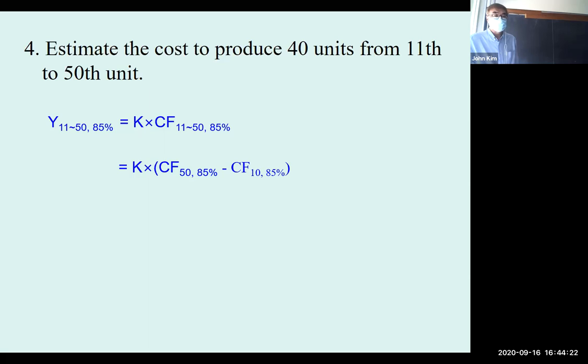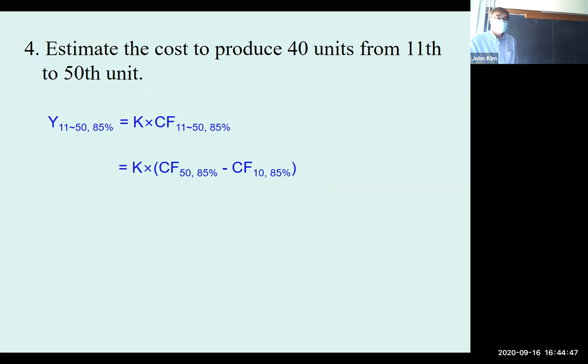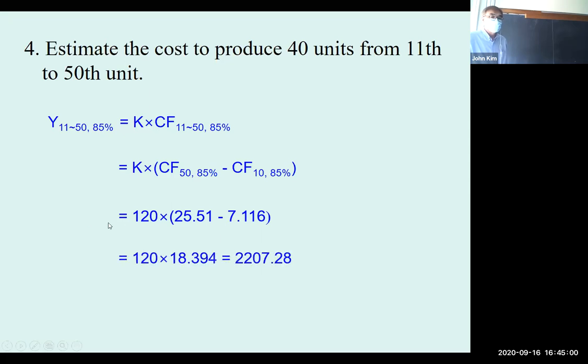So cumulative factor 50 and 10 at 85 from the chart. Cumulative factor 50 at 85 is 25.51, and 10 is 7.116. So plug in K equals 120 times cumulative factor 50, which is 25.51, minus 7.116, equals 2,207.28. Question?